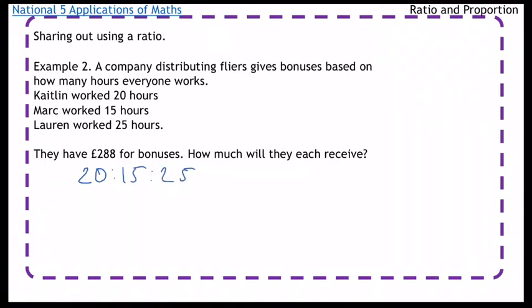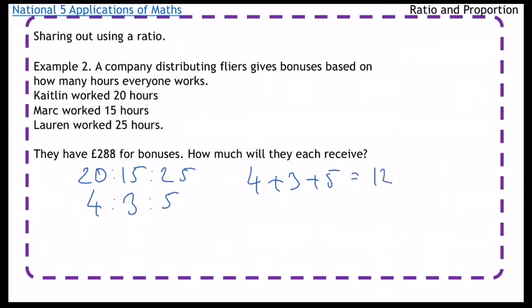You could leave it like that, but it'd probably make it a little bit easier if we just simplify it. All those numbers, 20, 15, 25, can all be divided by 5, which means the simplest ratio is 4 to 3 to 5. What we're going to do next is the same thing we did before and work out how many shares there are in total. Caitlin's getting 4 shares, Mark's getting 3, and Lauren's getting 5. So it's 4 plus 3 plus 5, which gives us 12. So there are 12 shares altogether.